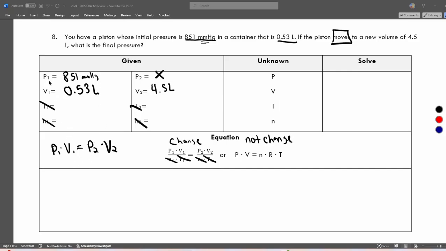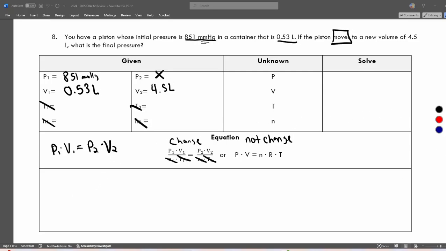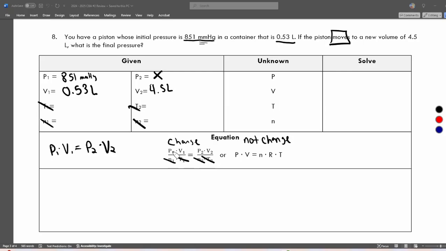So let's write these out. Pressure 1 is 851 millimeters of mercury. I'm going to leave the units out for just now. Times volume 1, which is 0.53 liters, is equal to pressure 2, which we don't know what that is, times volume 2, which is 4.5 liters. Okay, and then here we just do some basic algebra, right?